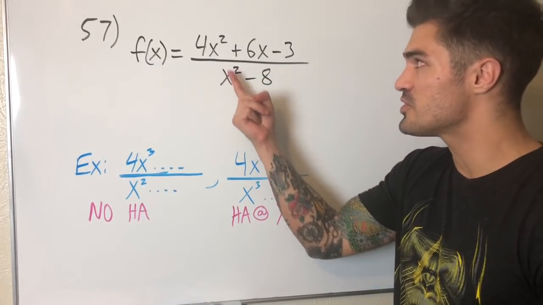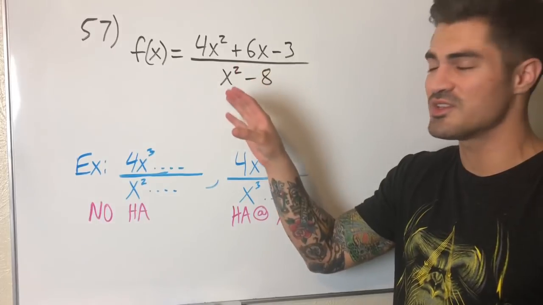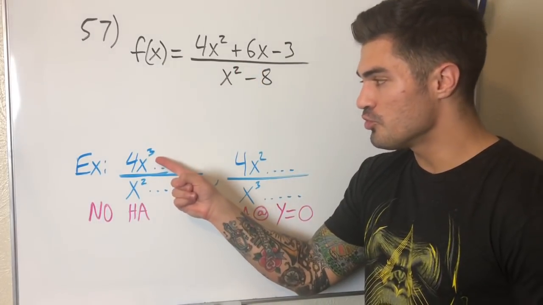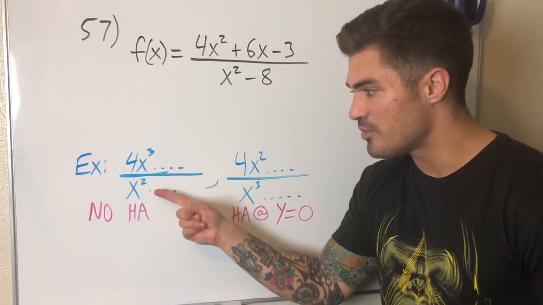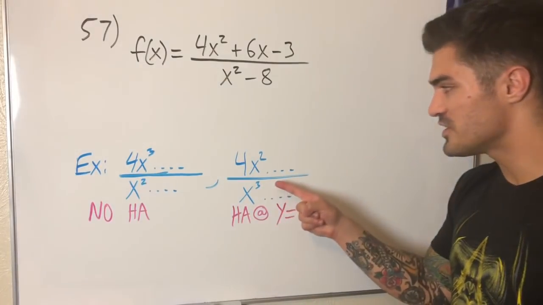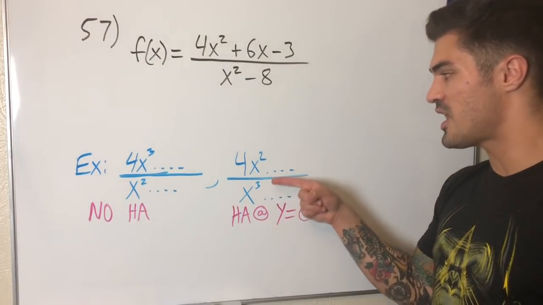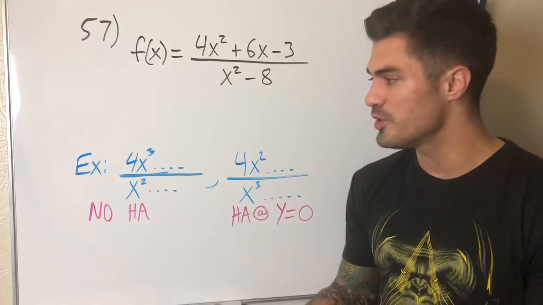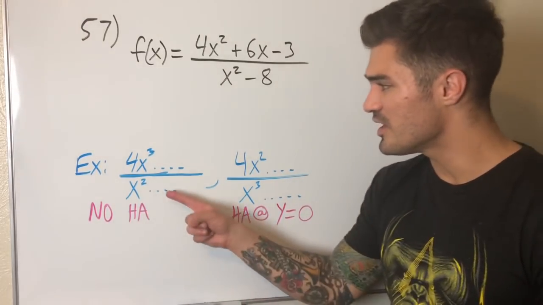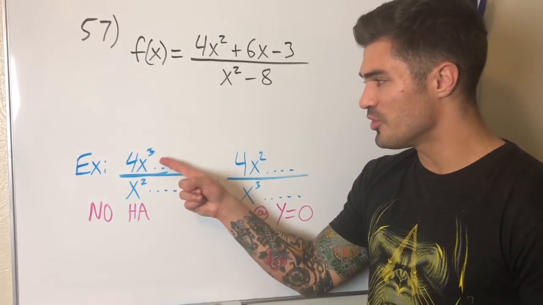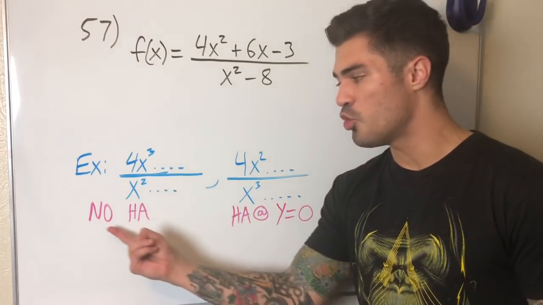Either the leading terms are the same power, which is what we have in this example, or the numerator's leading term is a higher power than the denominator's, or vice versa: the denominator's leading term is a higher power than the numerator. So I'm just going to do a quick review of all this. So again, when the leading term of the numerator is bigger than the denominator's, we have no horizontal asymptote.